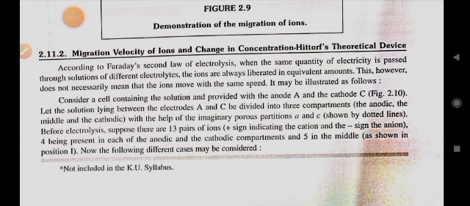Consider a cell containing the solution and provided with the anode A and the cathode C. Let the solution lying between the electrodes A and C be divided into three compartments, the anodic, the middle, and the cathodic, with the help of imaginary porous partitions shown as dotted lines. Before electrolysis, suppose there are 5 pairs of ions, positive signs indicating the cations and negative signs the anions, present in each of the anodic and cathodic compartments, and 5 in the middle.